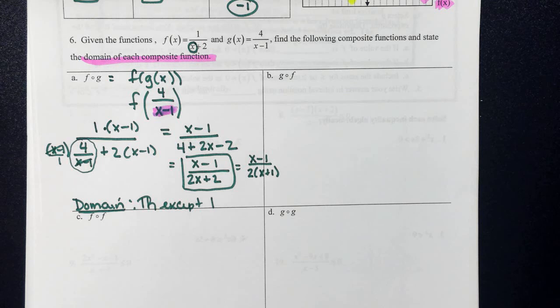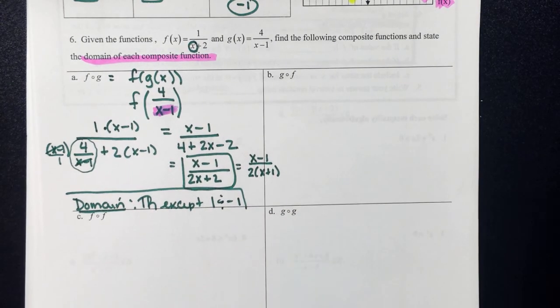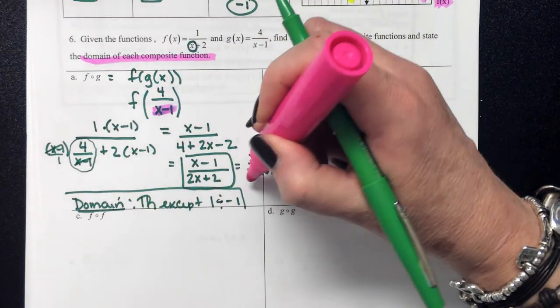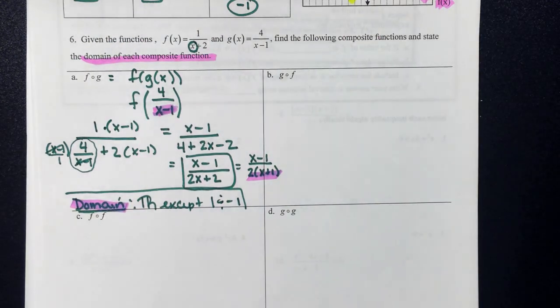Now you need to look at the domain of your final answer. What's the domain of your final answer? All real numbers except what? Negative 1. So the domain is going to be all real numbers except 1 and negative 1. So remember, you not only have to look at the very beginning, the function you're putting in, but you also have to look at the final answer when you're talking about the domain.